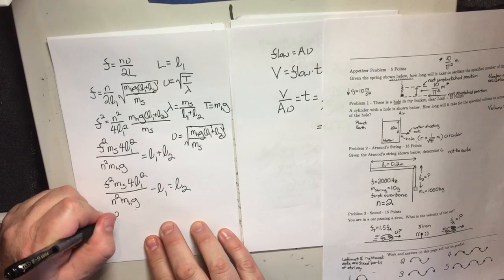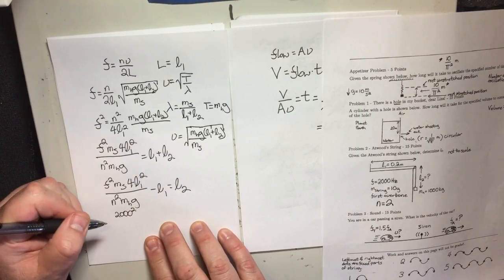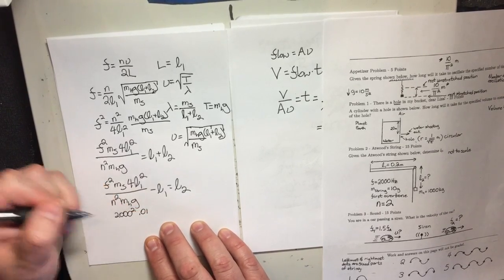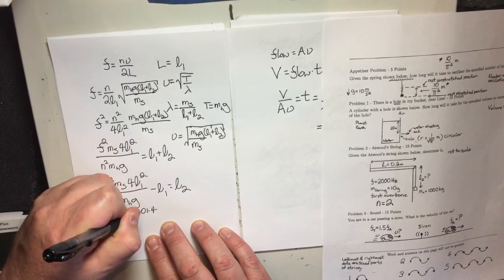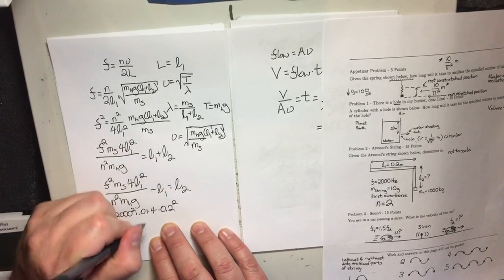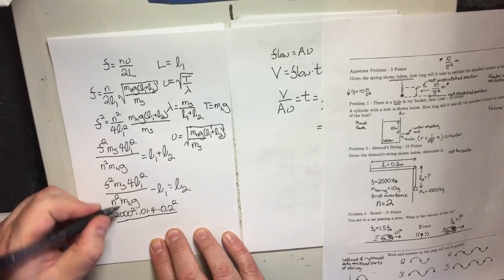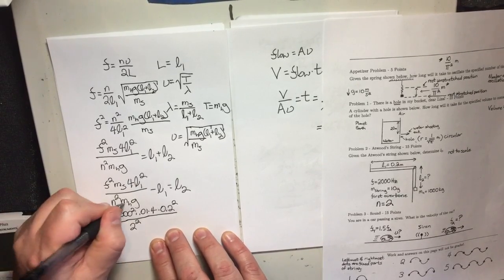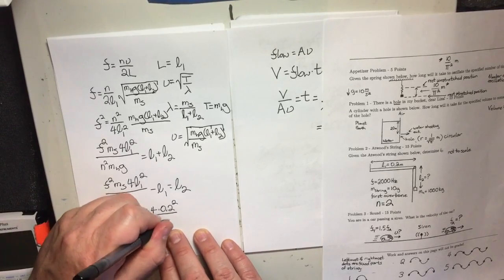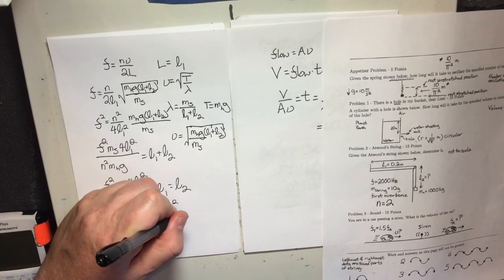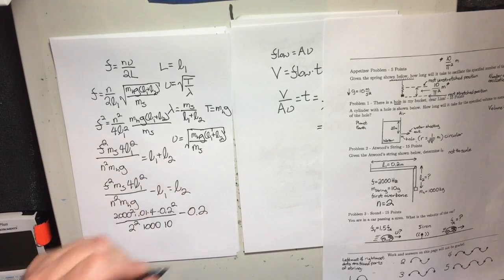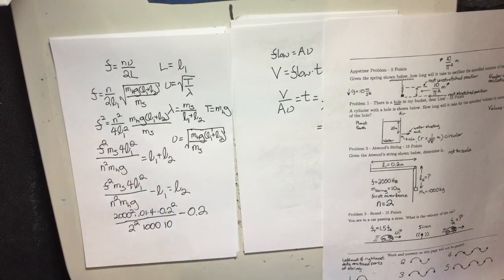Plug in values. 2,000 squared. ms, 10 grams, 0.01. 4. L1, 0.2 squared. Divided by n squared. mh, 1,000. g, 10. And minus 0.2. And that gives me L2.